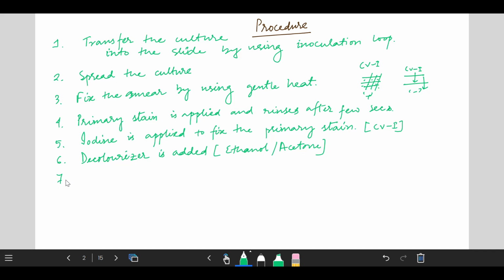Now, in the seventh step, what do we use? Actually, the smear is counterstained with fuchsin or safranin. And after 40 to 60 seconds, or a few seconds, it is washed off with water, then the slide is air dried. So, counterstain is applied and then the slide is air dried.